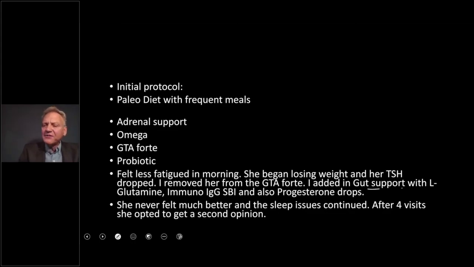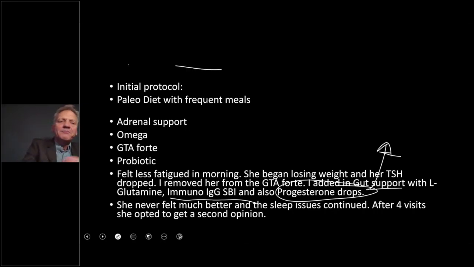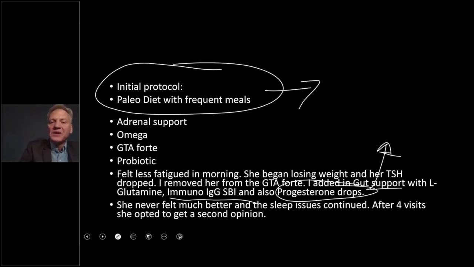All right, I added gut support, L-glutamine, immuno IG, SBE, and also progesterone drops. I probably would not have done the progesterone drops. And the reason why I probably would not have done that is because I feel like the biggest problem here is really going to be the dropping blood sugar. Let's really work on this.